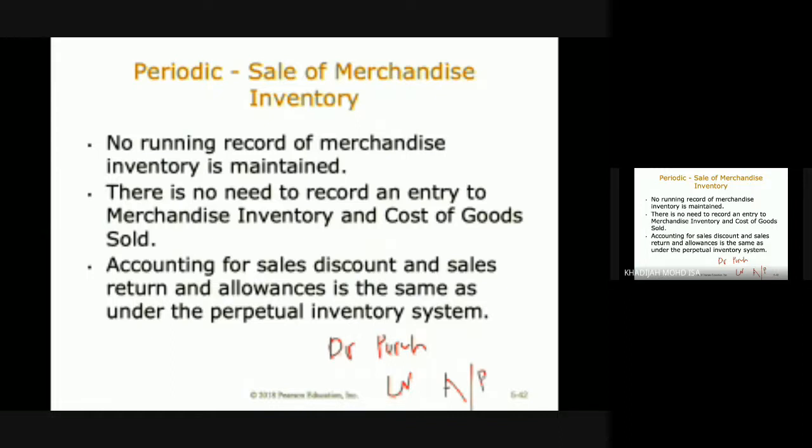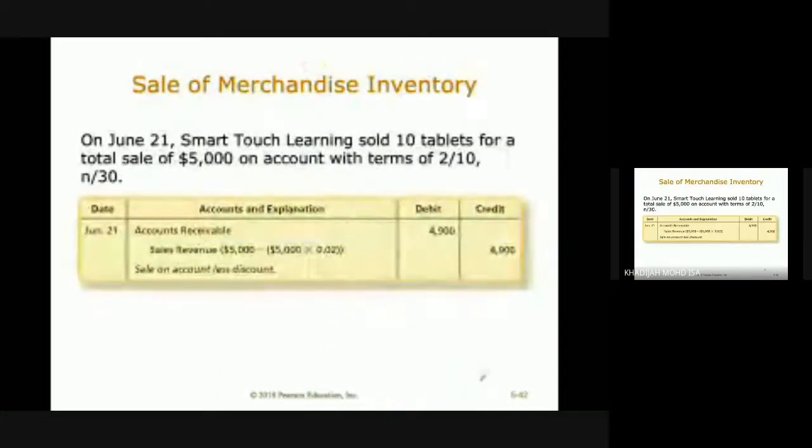But under periodic, remember, periodic is simpler, so there is only one entry. You debit your accounts receivable and credit your sales revenue. Why don't you have to debit your COGS and credit inventory? Why don't they have the second entry under periodic? Ilham.